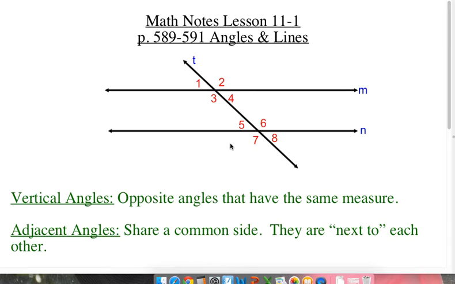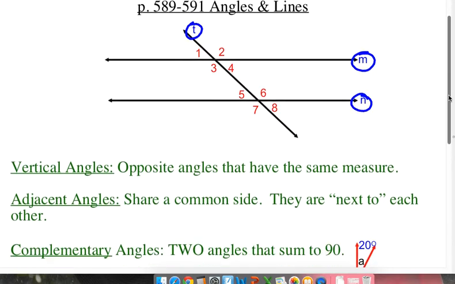I have two lines, line M and line N. Those are parallel to each other. And then the third line here is line T, which is cutting through those parallel lines kind of at an angle, and that's called a transversal. Because we have these parallel lines and that transversal cutting through them, we now have 8 angles. I numbered the angles 1, 2, 3, 4, 5, 6, 7, 8. We're going to be referring back to this design quite often today.